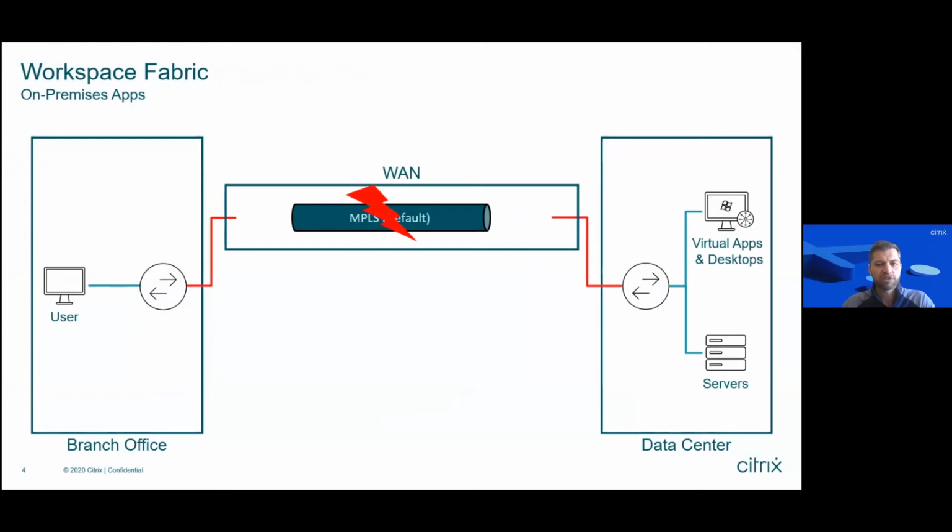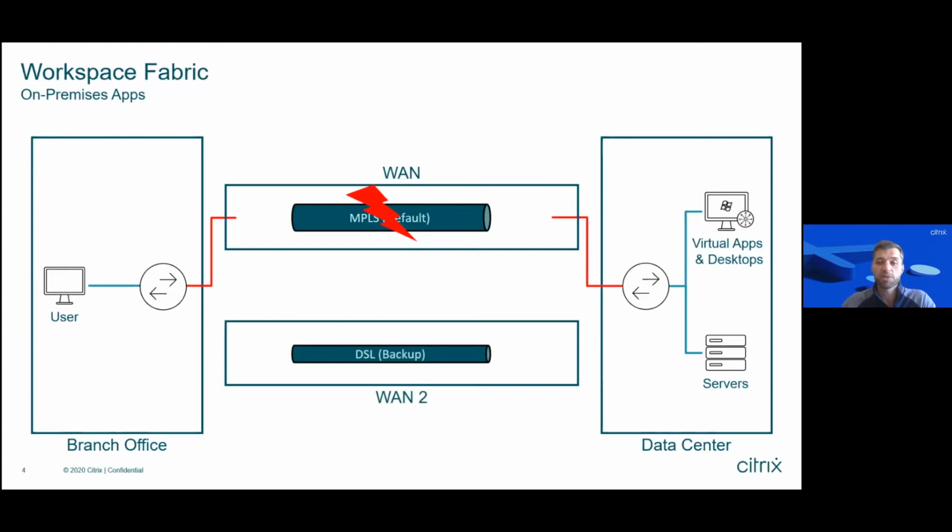But if the connection fails or it becomes so degraded that it's unusable, then our branch connections go down and our users are no longer able to carry on with their work. And so what many organizations end up doing is they add this additional connection to the site, which could be like a DSL connection. Now when an outage occurs, this backup link will be connected so that the traffic will instead flow over the DSL connection.